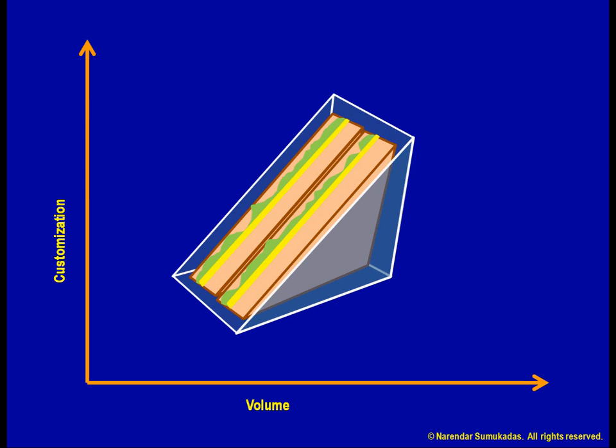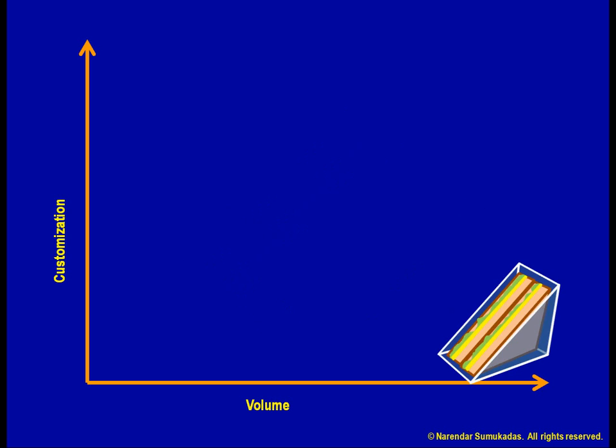In relation to our diagram, where would you locate the process that was used to produce the sandwich? Clearly, that process produced a large quantity of the exact same type of sandwich. We can place this process on the bottom right side of our diagram.